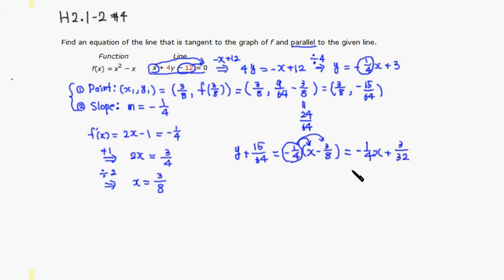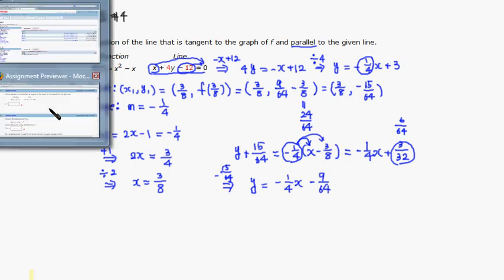We need to isolate y, so we're going to subtract 15 over 64 to get y is equal to negative 1/4 x. Then this guy is the same thing as, we need a 64 on the bottom, so it's 6 over 64. So we subtract the 15 over 64, so it's going to be minus 9 over 64. Let's put that in: negative 1/4 x minus 9 over 64.